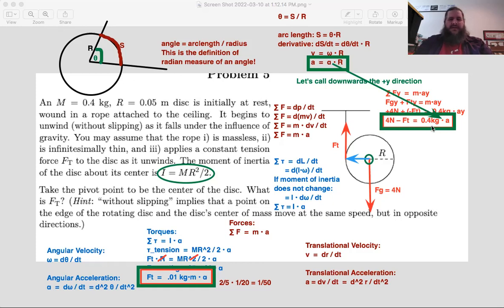Any other questions on that one? All right, then keep the math going on that, solve the system of equations, and that should give you a value for all three of these, really. The tension force, the translational acceleration, and the rotational acceleration. So try that out.